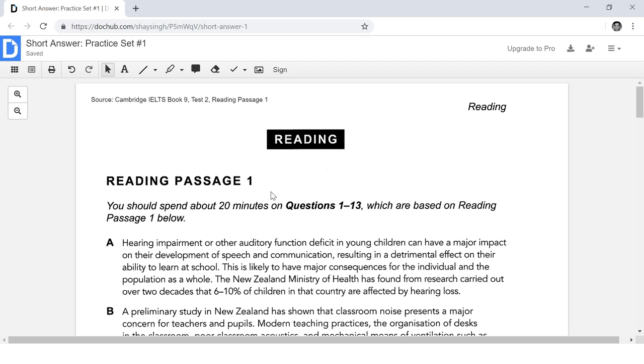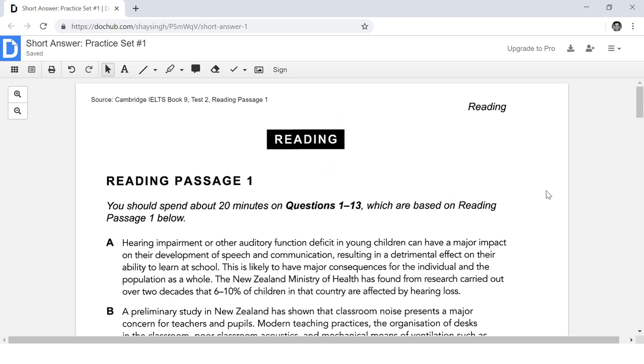So these short answer questions, you can expect them to be easy since they come from reading passage number 1. In the next video, I'm going to be doing a practice question from reading passage number 3 so that you'll get a sense of the different levels of difficulty that you may see with this question type. Alright, so here we go.